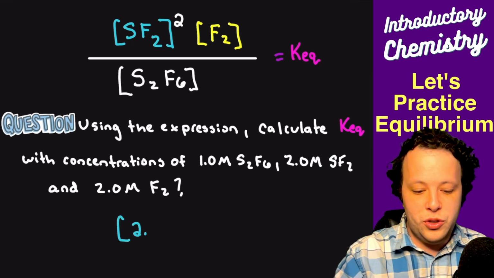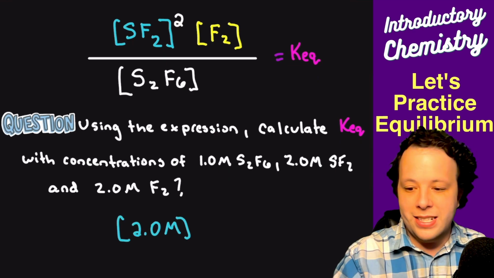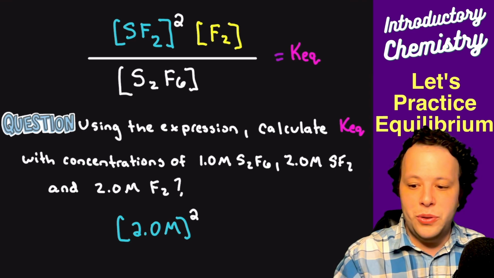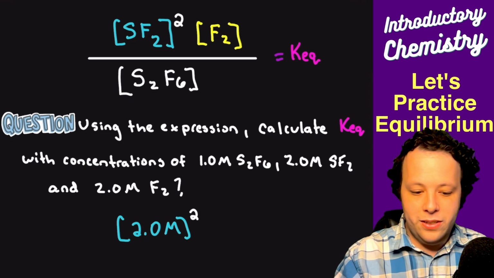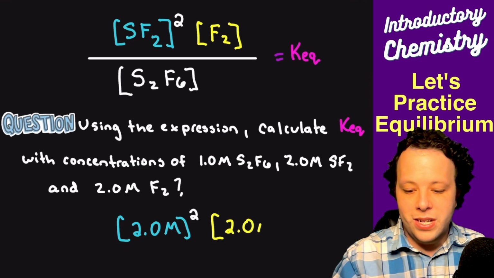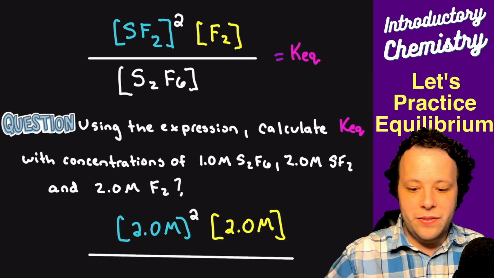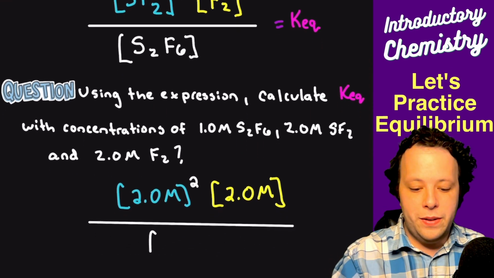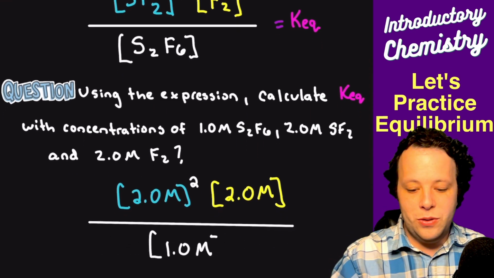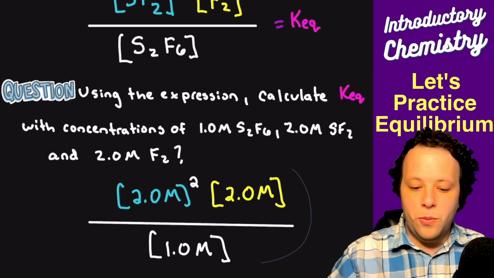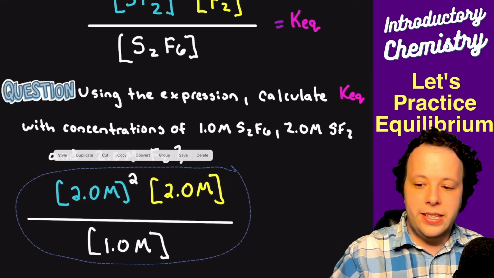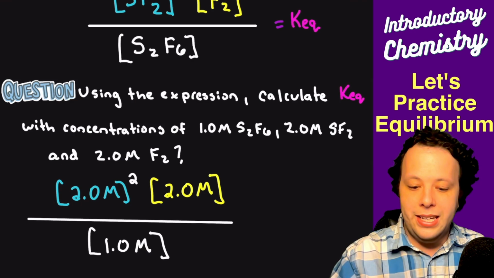That was 2 molar, and that is going to be to a power of 2. And then we have fluorine, which is also 2 molar, and that is to a power of 1. Then we divide all of this by 1 molar, to a power of 1 as well. Now, when we put all this into our calculators, this is going to be solving for KEQ.